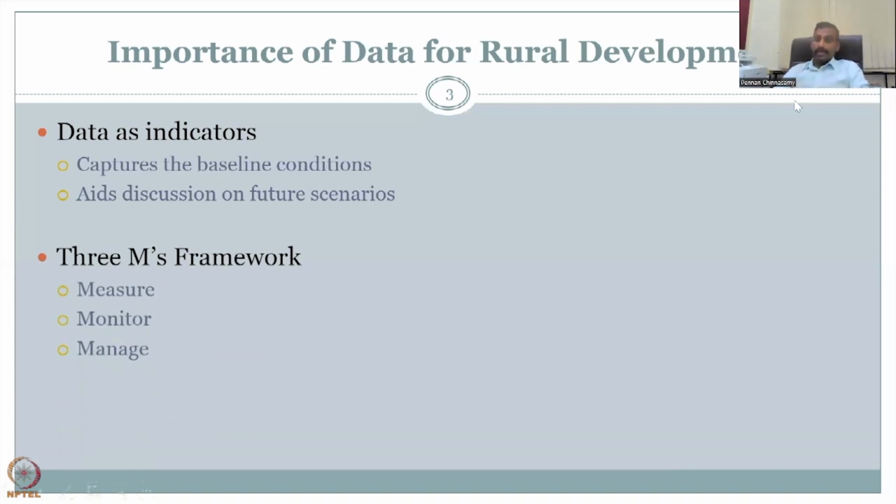So there's a very critical thing: there are 3 M's for data in rural development. First thing is measure. You need to measure something. So the volume of this bottle needs to be measured so that I can refill. You need to measure the number of babies that are newborn that need milk. Right? So measuring is the process of collecting data.